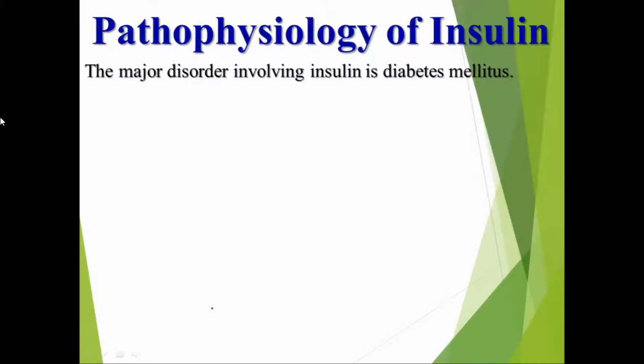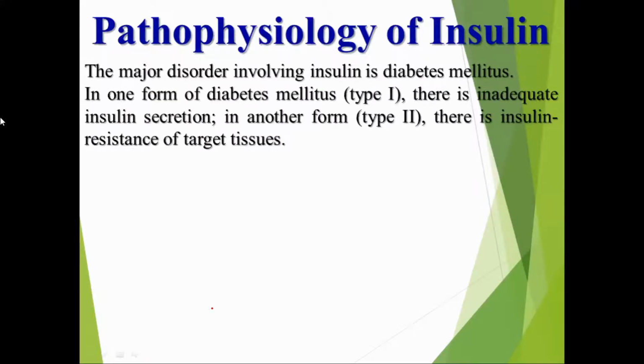So the major disorder involving insulin is diabetes mellitus. Not diabetes insipidus, right? Is insipidus related with this? No, sir. Then what is it related with? ADH secretion. Yes, good. In diabetes mellitus, there is type 1 and type 2: insulin-dependent diabetes mellitus, IDDM, and non-insulin-dependent diabetes mellitus. In one form, type 1, what is happening?